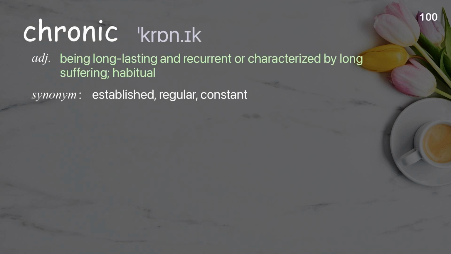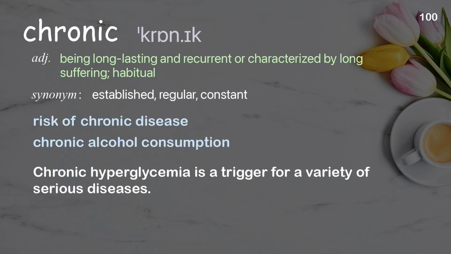Chronic. Being long-lasting and recurrent or characterized by long-suffering, habitual. Examples: risk of chronic disease. Chronic alcohol consumption. Chronic hyperglycemia is a trigger for a variety of serious diseases.